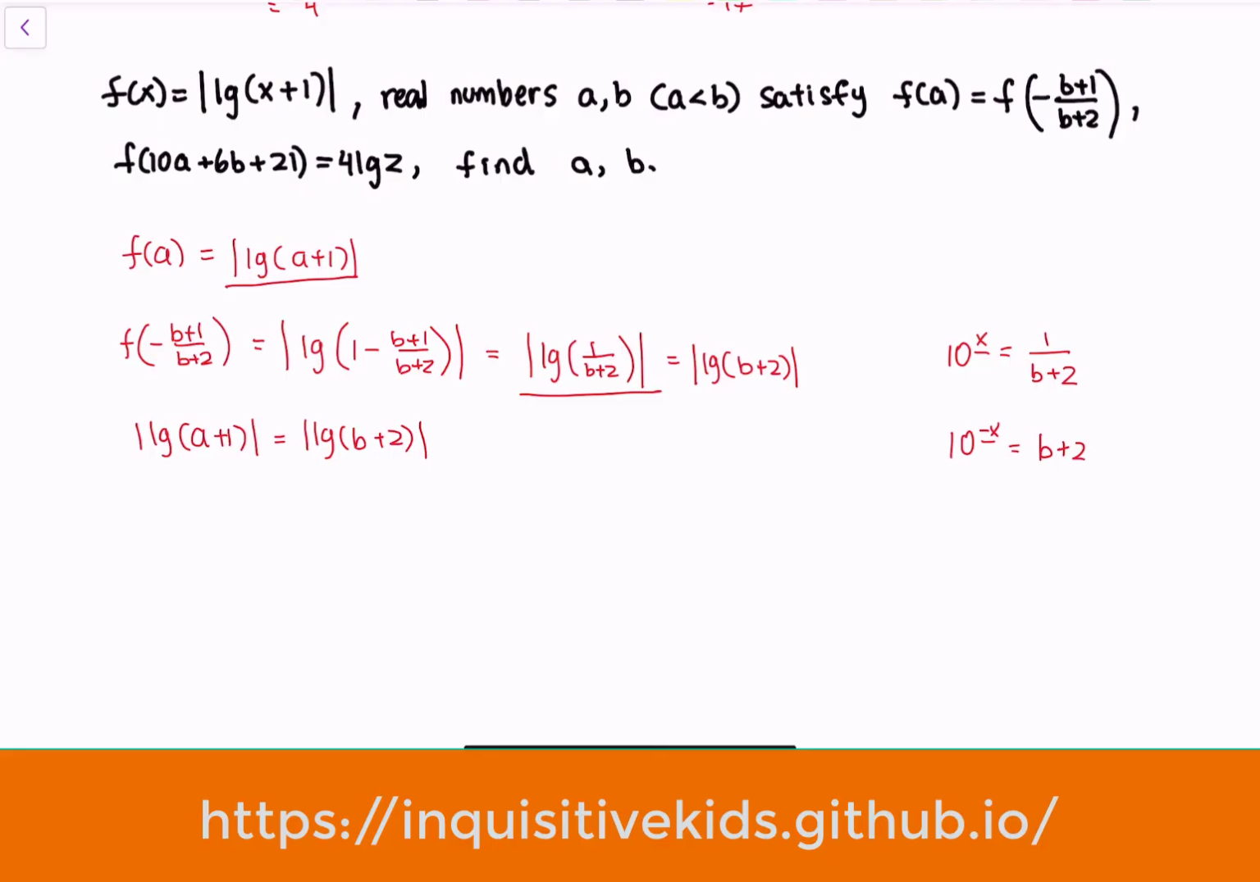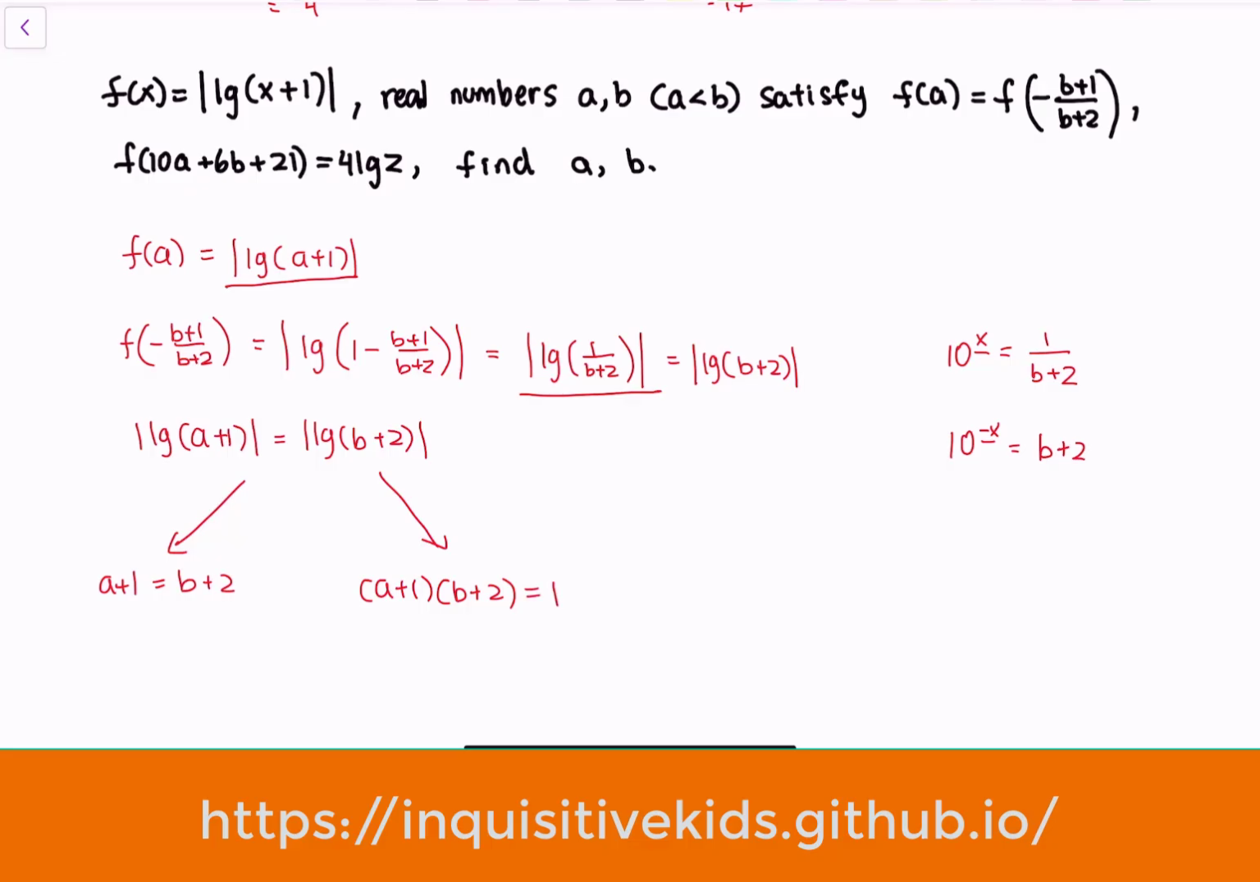From here, we can think of two different scenarios. The first scenario is that a plus 1 and b plus 2 are actually equal to each other. They are the same argument. Another scenario is if a plus 1 and b plus 2 are reciprocals of each other. It's because the exponent that was used to get to these two arguments had the same absolute value, but one was positive, one was negative.